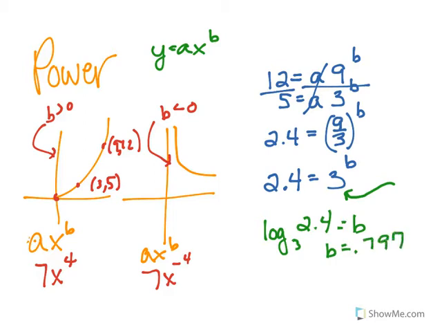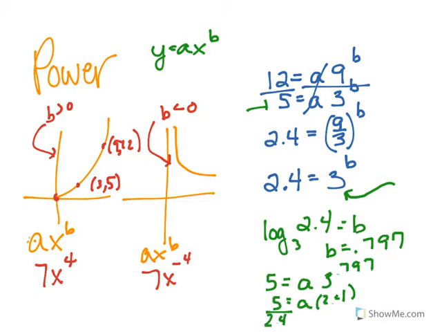0.797. So that gets me my b, but that doesn't get me the a value, so I have to sub back in to find that. I can put it into either of the two original equations, and I'll go 5 equals a times 3 to the 0.797. So to get a, first I'll find 3 to the 0.797. That's equal to 2.4. 5 equals a times 2.4.